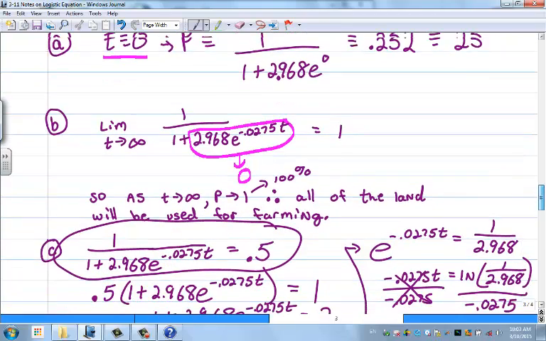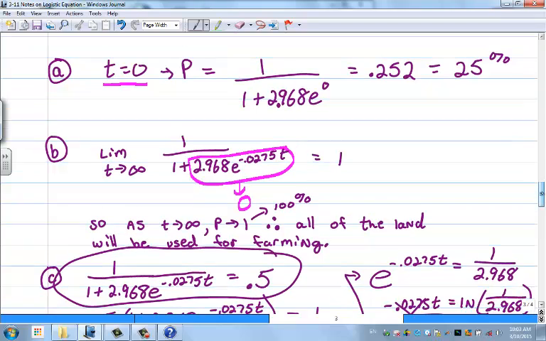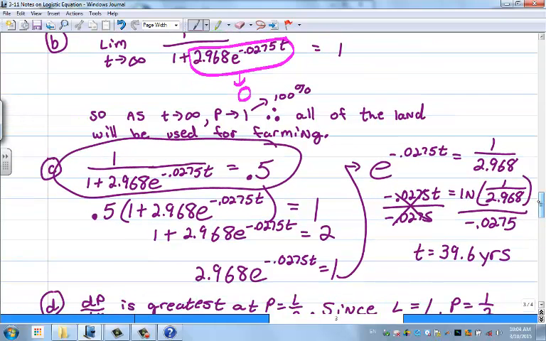The next one says, could you find out when is half of the land going to be used for farming? So we know what the equation is for the amount that's used, so we're going to take that 1 over 1 plus 2.968 e to the negative 0.0275 t and set it equal to 0.5.